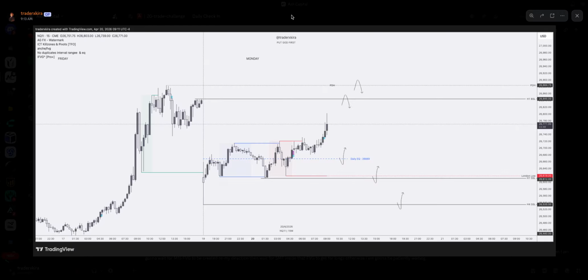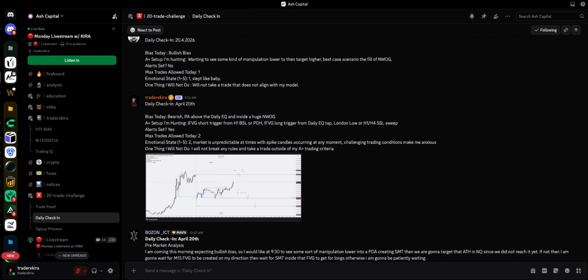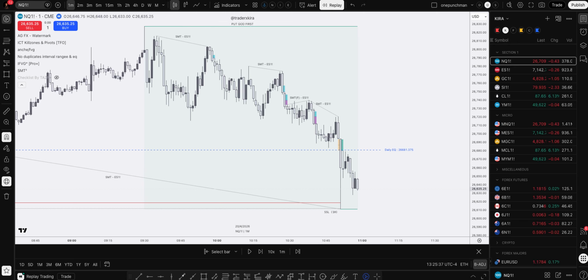Can you define the daily EQ, please? Yeah, no problem. The daily EQ is literally just the daily high and the low. If you mark that with Fibonacci or just a box range, the daily EQ is the EQ of the daily high and the low. And it's a dynamic level, because if new highs or new lows are made in the day, then the 50% level will also move, right?